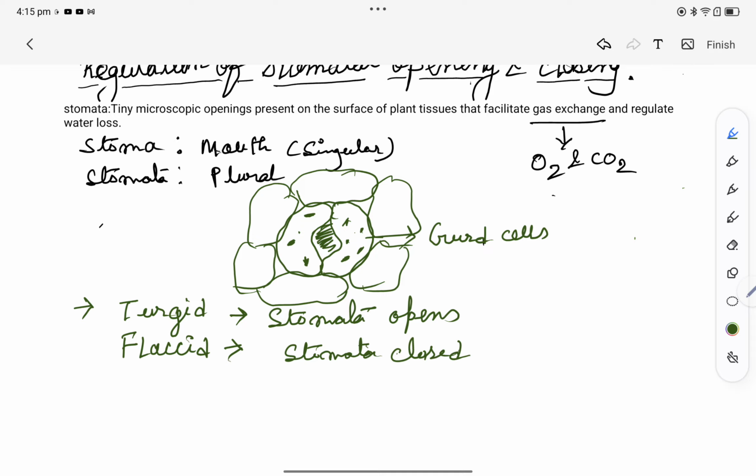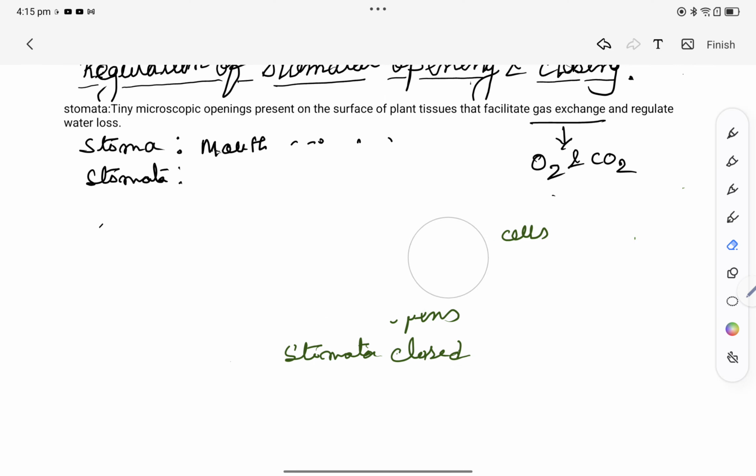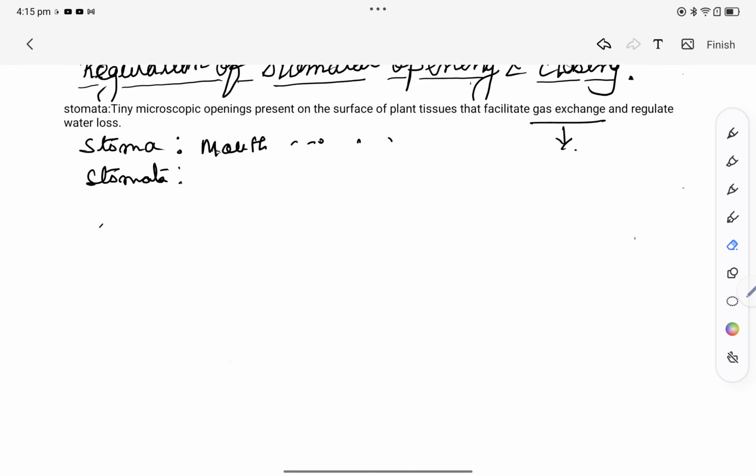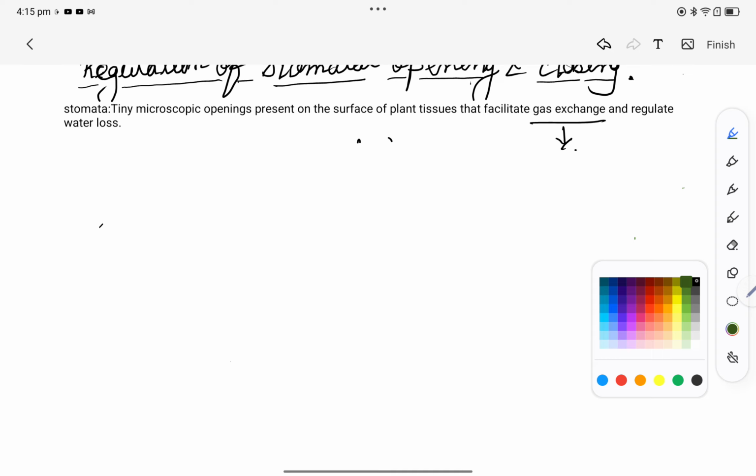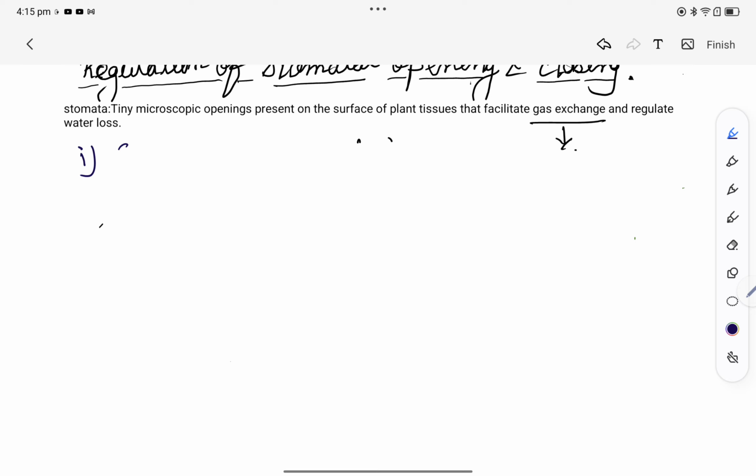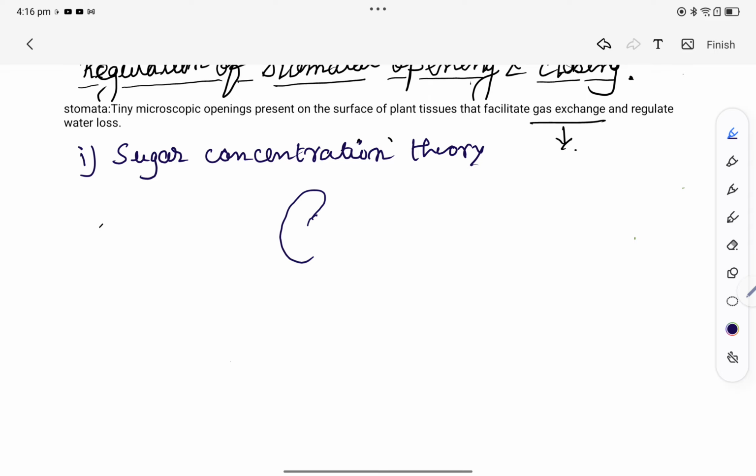Now, in your syllabus, there are two theories regarding stomatal opening and closing. The first one is the sugar concentration theory. This one is comparatively easier. So in this theory, what happens?